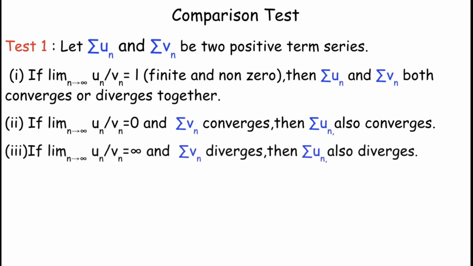Now let's look at the third one. As n approaches infinity, if un upon vn equals infinity, it means if vn diverges, then un also diverges. So these are the three properties we have to use to solve comparison test problems. Let's begin with example number 1.